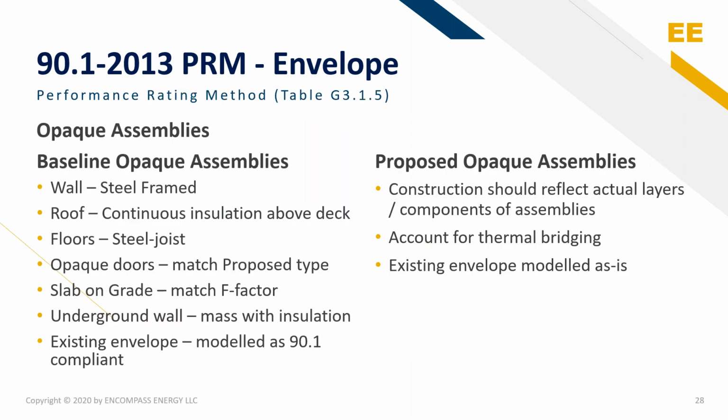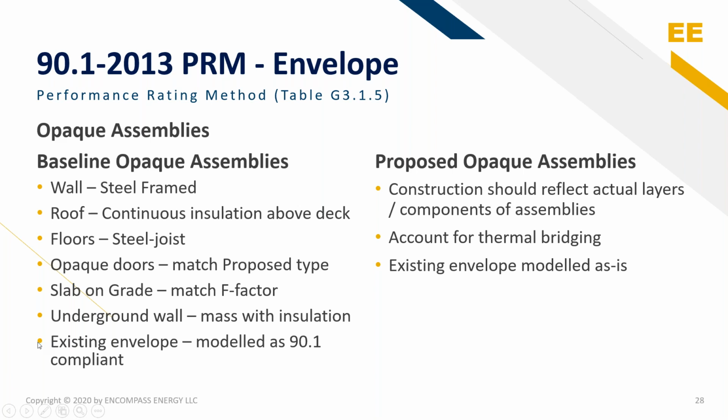In terms of opaque assemblies, if you're doing PRM, it is a fixed baseline for your envelope. It is a steel framed wall. It is a continuous insulation above deck roof. I won't go through any of the others because they're not generally applicable, but regardless of how you're constructing your building, whether it's a mass building or a wood building or whatever else, you have to compare against these baseline types.